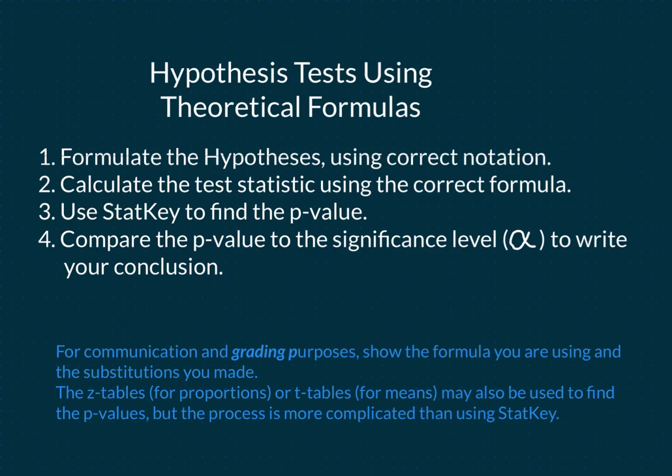Here is a reminder about the steps we will take when performing hypothesis tests with theoretical formulas. First, we will formulate the hypotheses using the correct notation. In this case, we will be using mu, because we are going to infer something about the population mean. We will then calculate the test statistic using the correct formula. We will then use StatKey to find the p-value, and finally we'll compare the p-value to the significance level to write or say our conclusion.